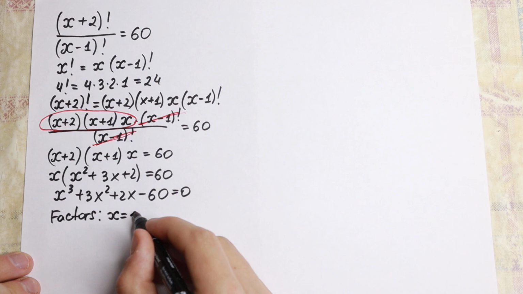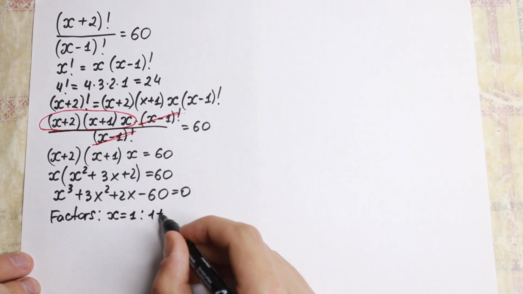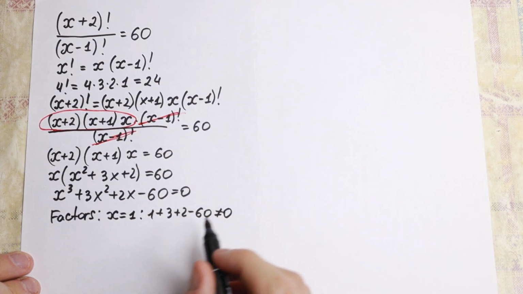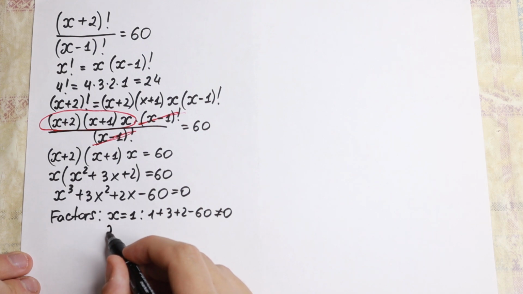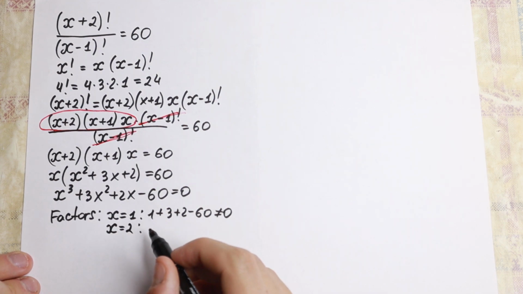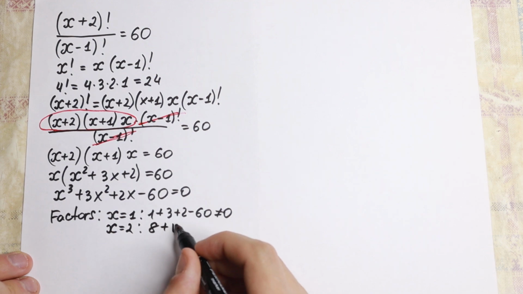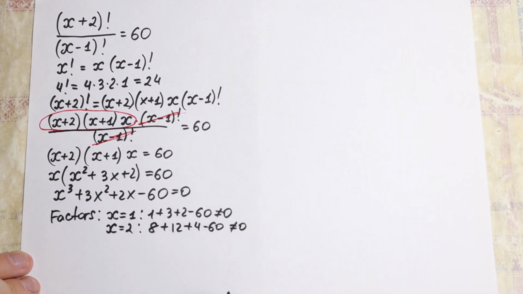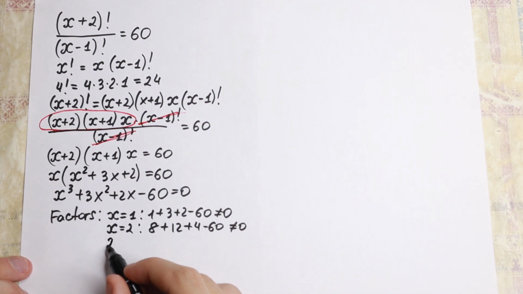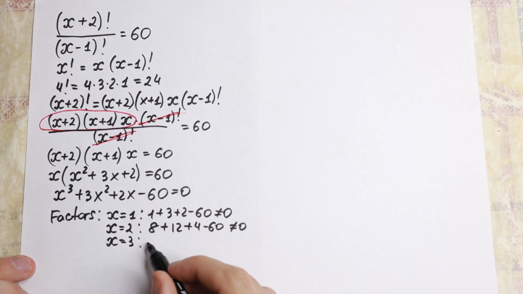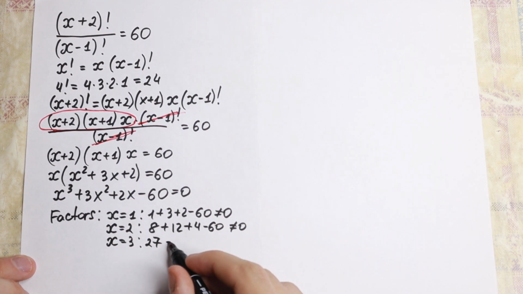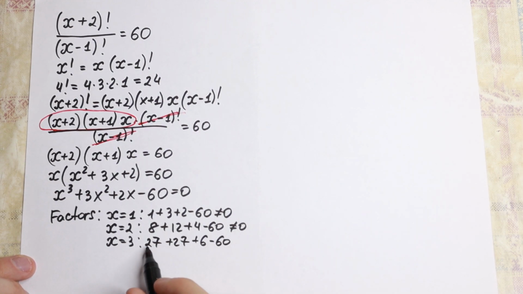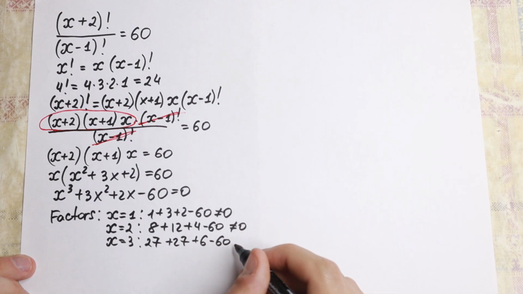What will we have? If x equals 1, we will have 1 plus 3 plus 2 minus 60, and right now I see that this is not good, this is not equal to 0, so this factor is not good for us. Let's check real quick, x equal to 2. We will have 8 plus 12 plus 4 minus 60, which is not equal to 0, as you can see. Let's go next, x equal to 3. We will have 27 plus 27 plus 6 minus 60, and as you can see, we have 54 plus 6 equal to 60, minus 60 equals 0.